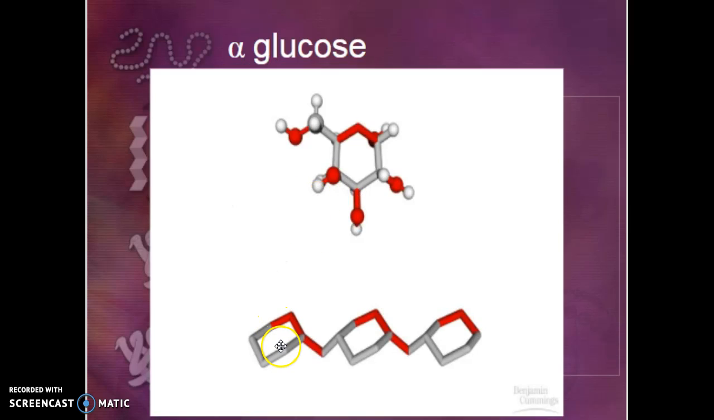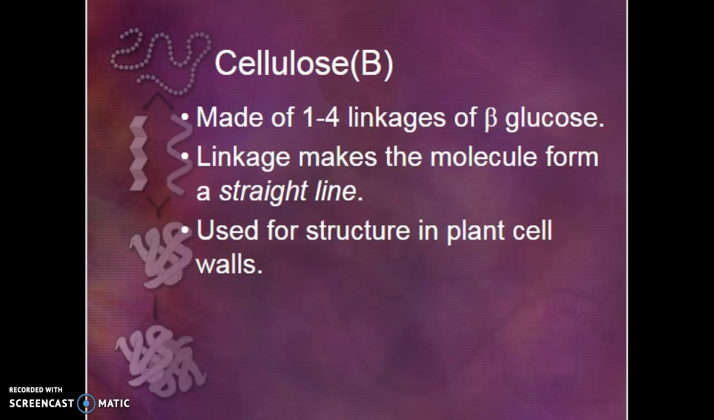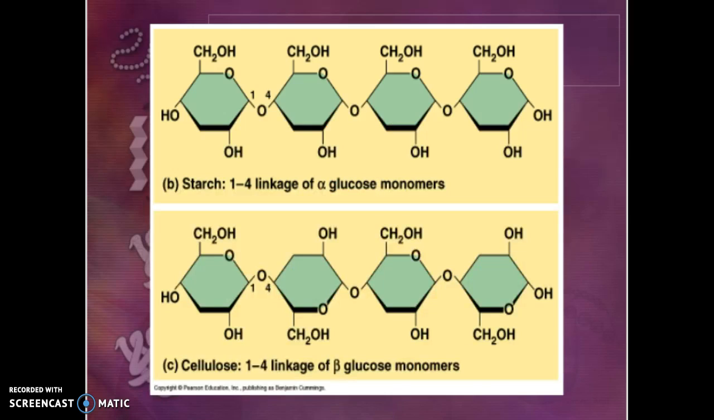Here's our alpha glucose, so that's what we saw here. So we've got down, down, down. Cellulose is different. It's got 1,4 linkage of beta glucose, so our OH group is in a different place. So it's going to cause the molecule to be linear, and in plants they're going to use that for structure. Basically, it's part of the cell wall. So there's that picture. Let me scroll up again. There's cellulose. So we've got up, down, up, down. So it's going to be linear.